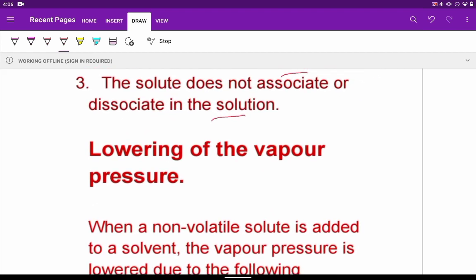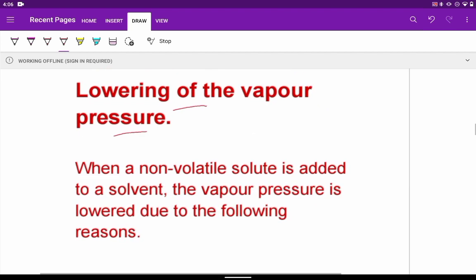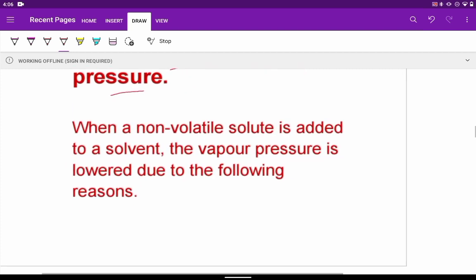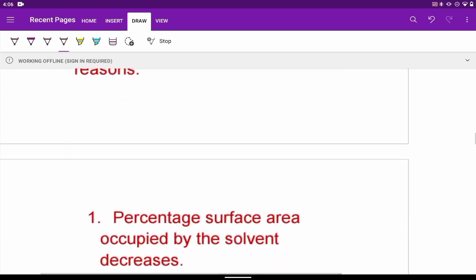Now, as I told you, we will deal with all the properties one by one. First one is lowering of the vapor pressure. So first let us deal with lowering of the vapor pressure. Now students, if we have a non-volatile solute, when we add it to the solvent, the vapor pressure gets lowered. Now why? We have to see and understand the reasons behind it.